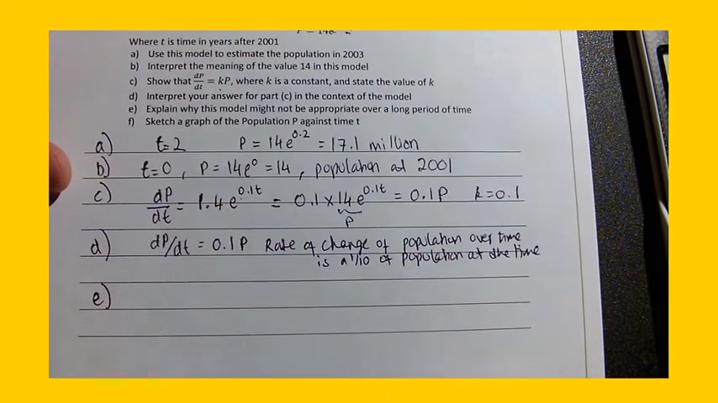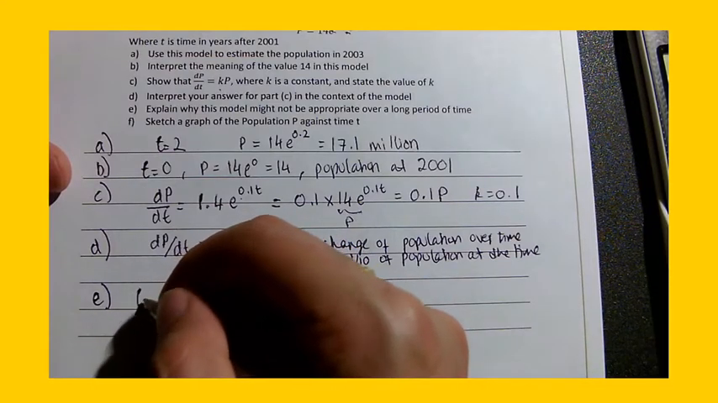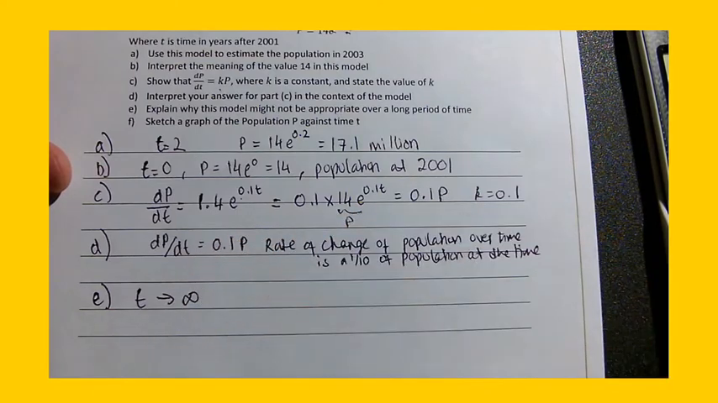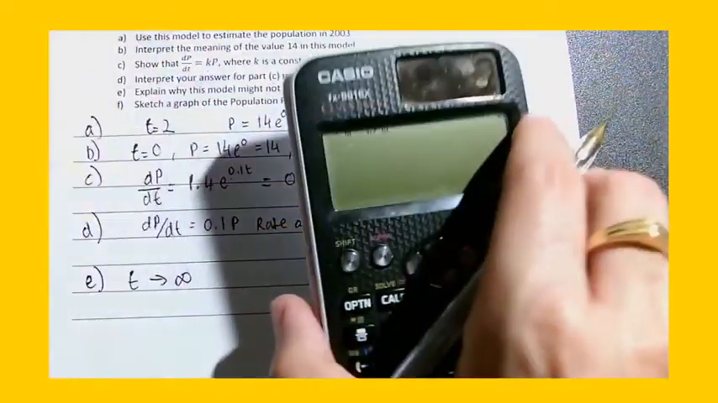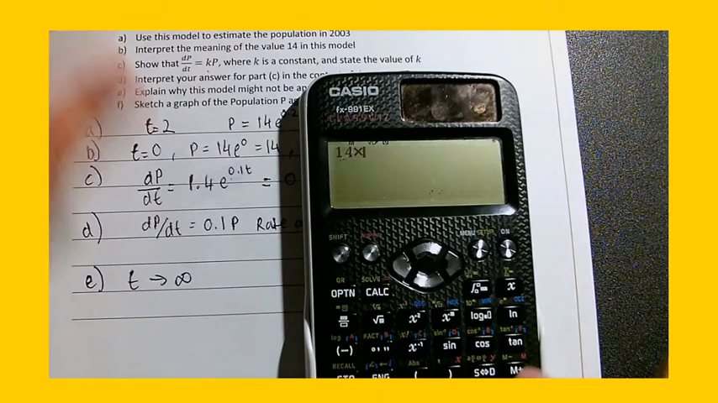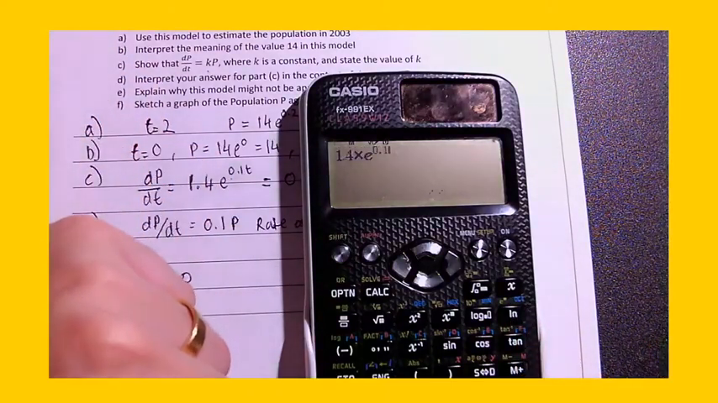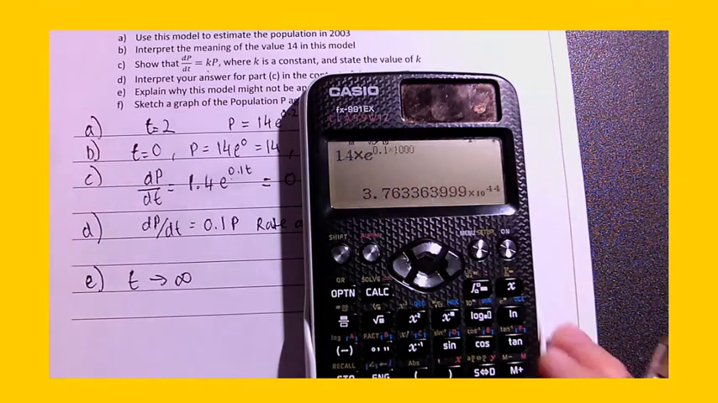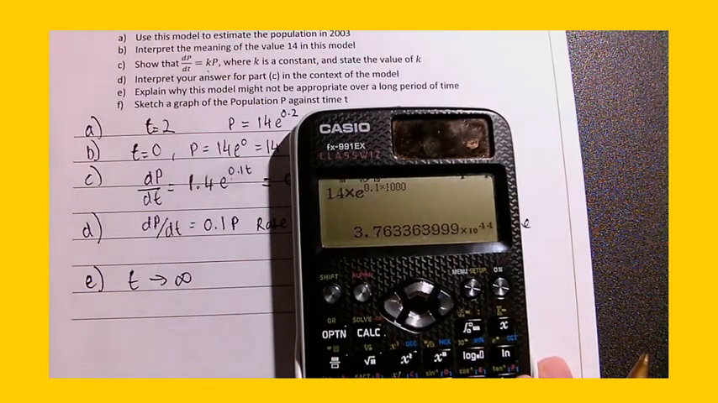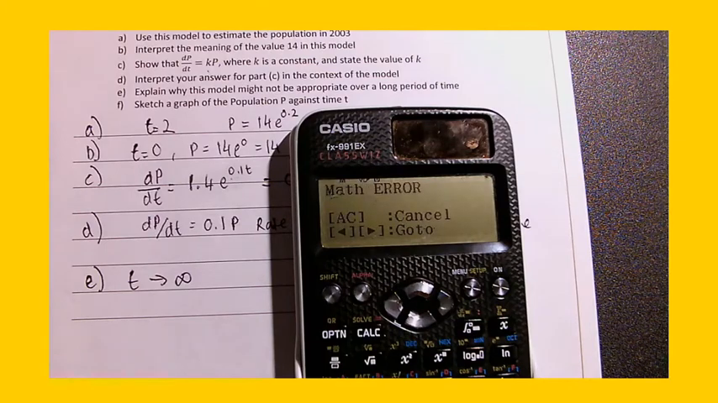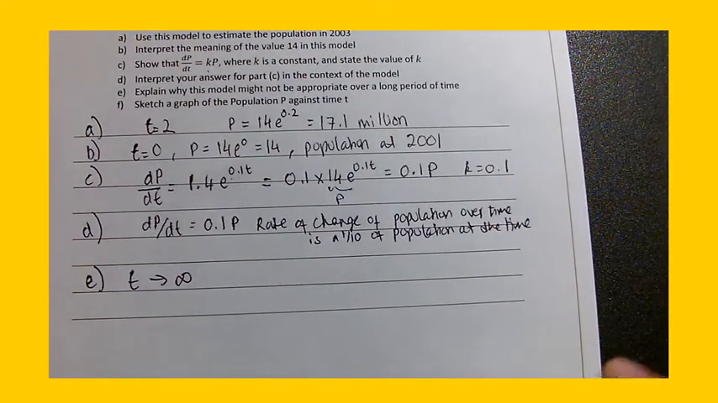Part E. Explain why this model might not be appropriate over a long period of time. So, let's think about what happens as t approaches infinity, or we have larger values of t. So let's say we had t equals 1,000. So I have 0.1 times 1,000, and I'm going to get a very, very large population: 3.76 times 10 to the power 44. What happens if I had another 0? Doesn't really work. So the model is not appropriate over a long period of time.